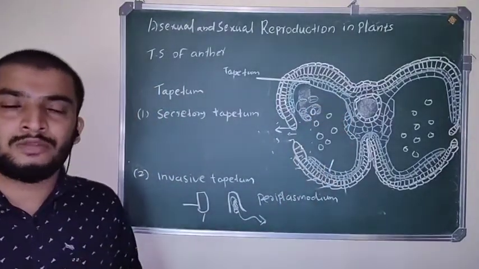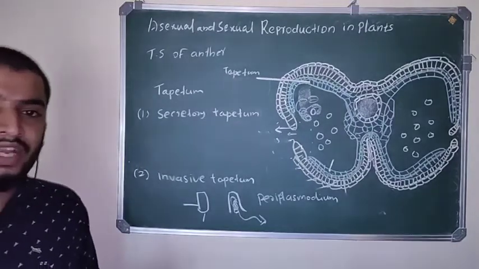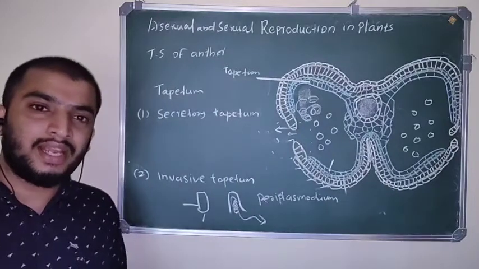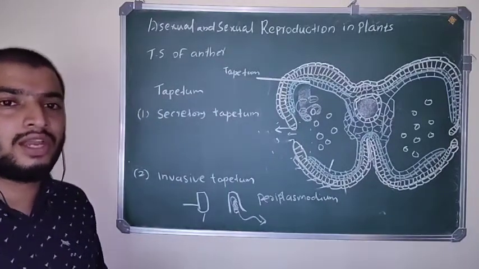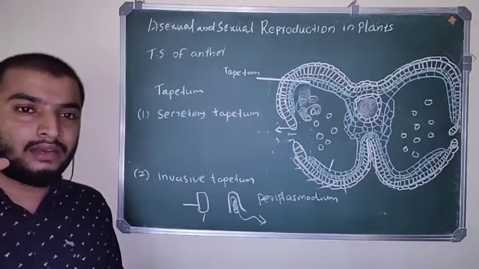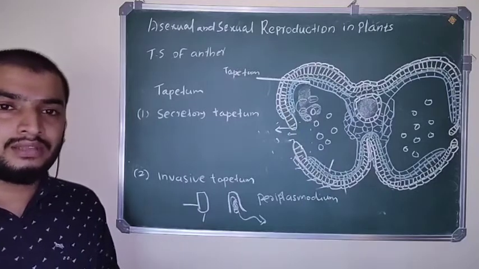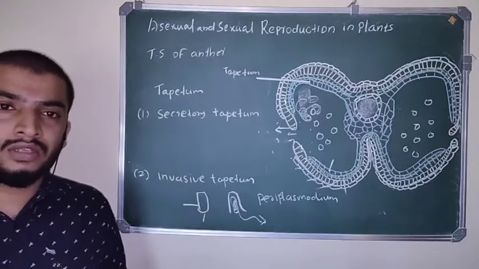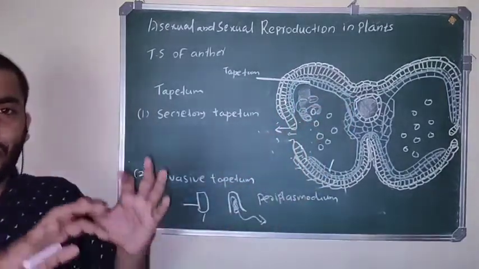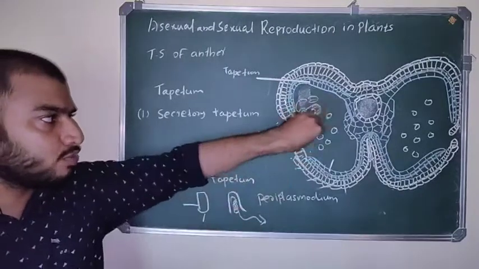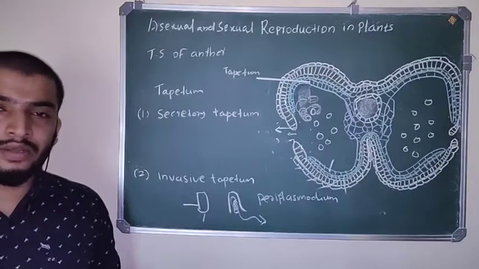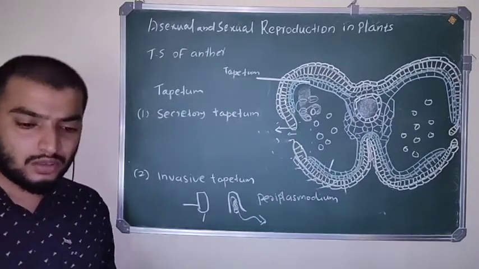So this is the difference between secretory tapetum and invasive tapetum. Secretory tapetum cells maintain their integrity and nourish pollen grains and microspores. But in invasive tapetum, the tangential wall and radial wall break and the protoplast content leaks out into the anther cavity and forms the periplasmodium, and this periplasmodium nourishes the pollen grains and microspores. Okay, next, what are the functions of tapetum?